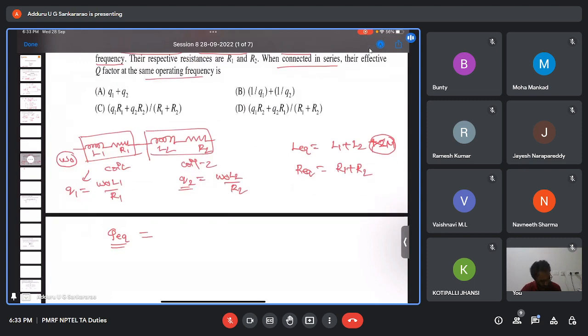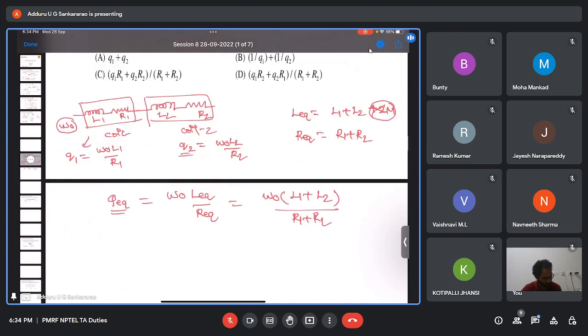So for the equivalent circuit, we can define Q factor as omega naught L equivalent by R equivalent. So omega naught into L equivalent is L1 plus L2 and R equivalent is R1 plus R2. But this option is not there. So a little bit of manipulation we need to do. We need to express it in terms of Q1 and Q2.